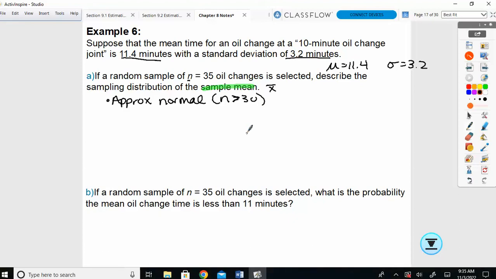Okay, so as long as N is bigger than 30, we're just going to assume it's normal and keep going with it. So now we do it the same as the others. When I ask you to describe the sampling distribution, some of your homework will ask for that. I'm wanting you to tell me that it's normal, find the mean, and the standard deviation. Those are the three components I want. So the mean for my sampling distribution is the same as the original, 11.4. Standard deviation is the original divided by the square root of N, which is 35. And we get 0.5409 if I round.